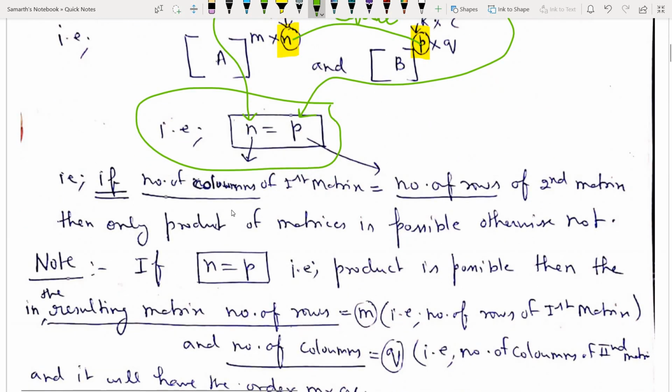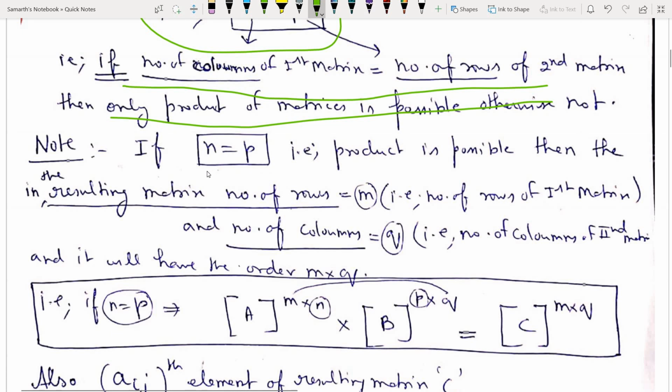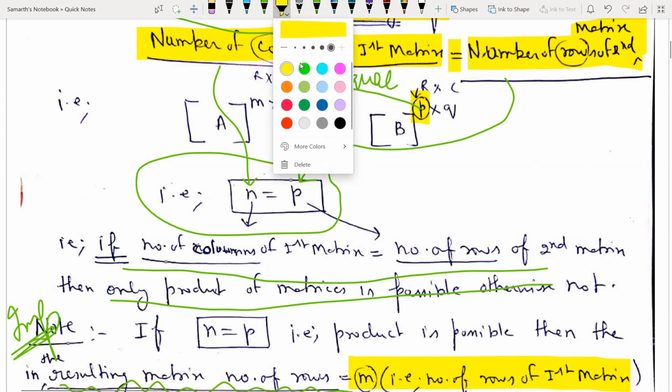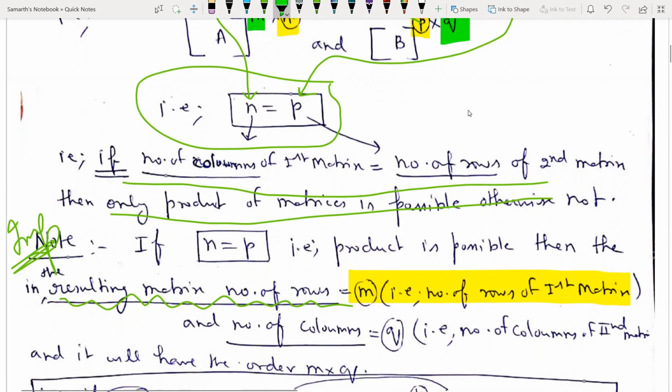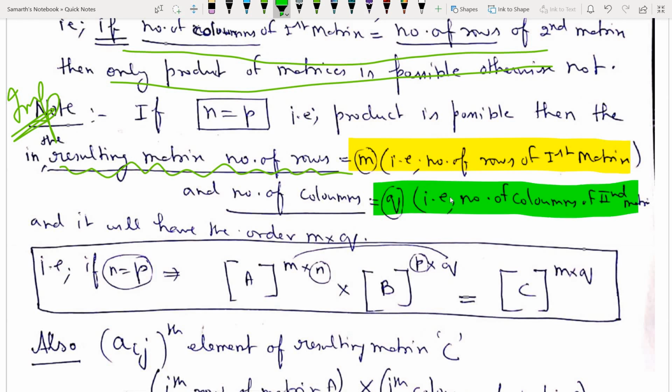Now if the number of columns of the first matrix is equal to the number of rows of the second matrix, that is, the product is possible, then in that case the resulting matrix will contain number of rows equal to m. And what was m in our case? M was the number of rows of the first matrix. And what was q? Q was the number of columns of the second matrix. So the resulting matrix will contain number of rows equal to m and number of columns equal to q.